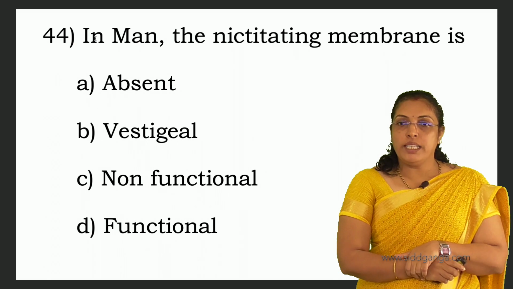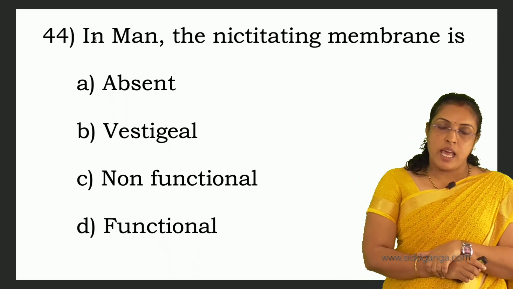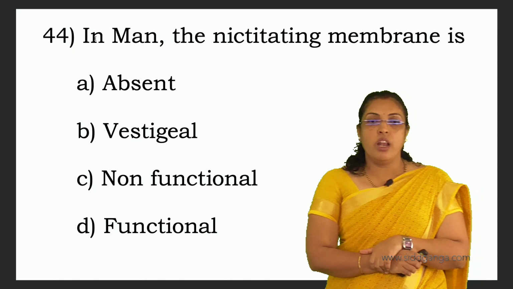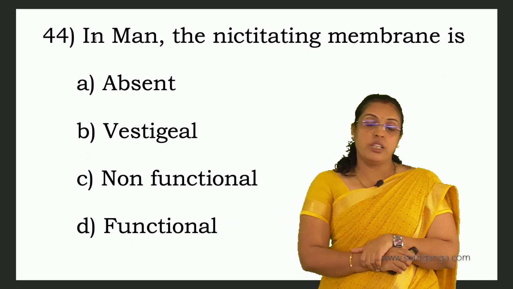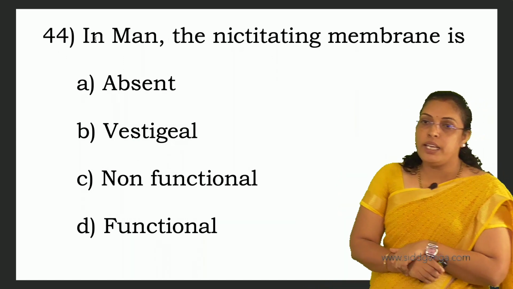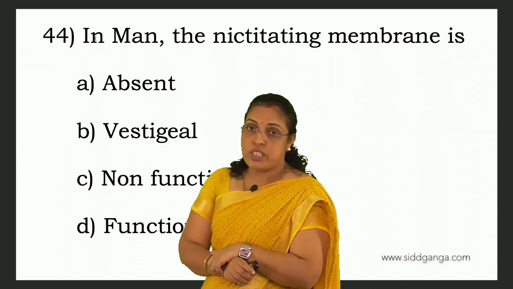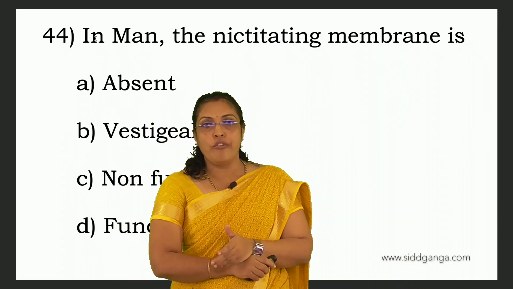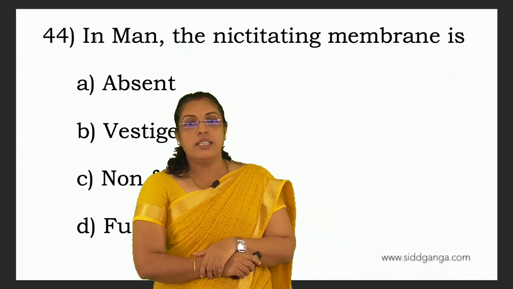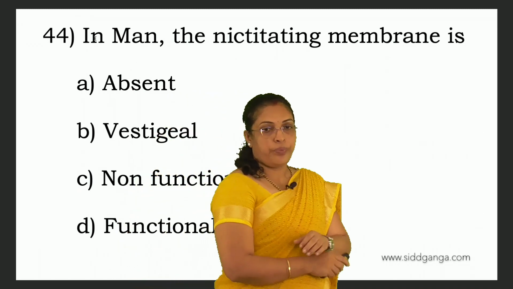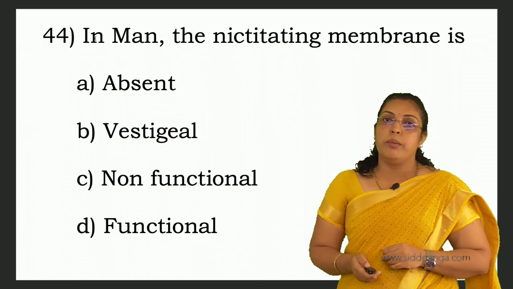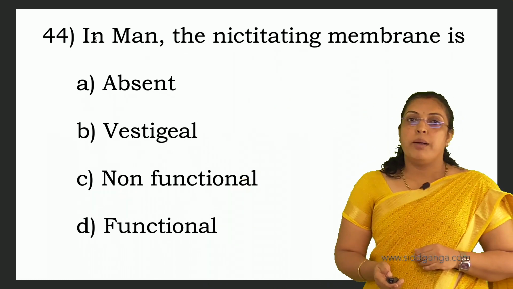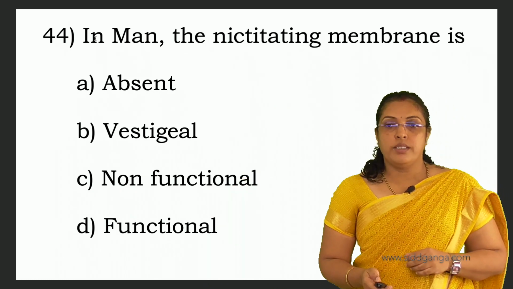In man the nictitating membrane is absent, vestigial, non-functional, or functional. So in man the nictitating membrane is vestigial. Vestigial means that the membrane is present but it is non-functional. In man the nictitating membrane is vestigial, but it is functional in birds.